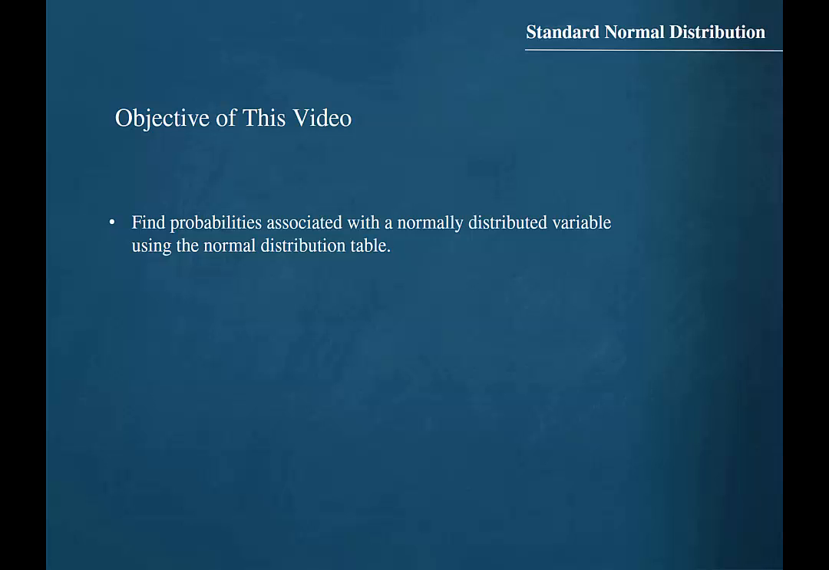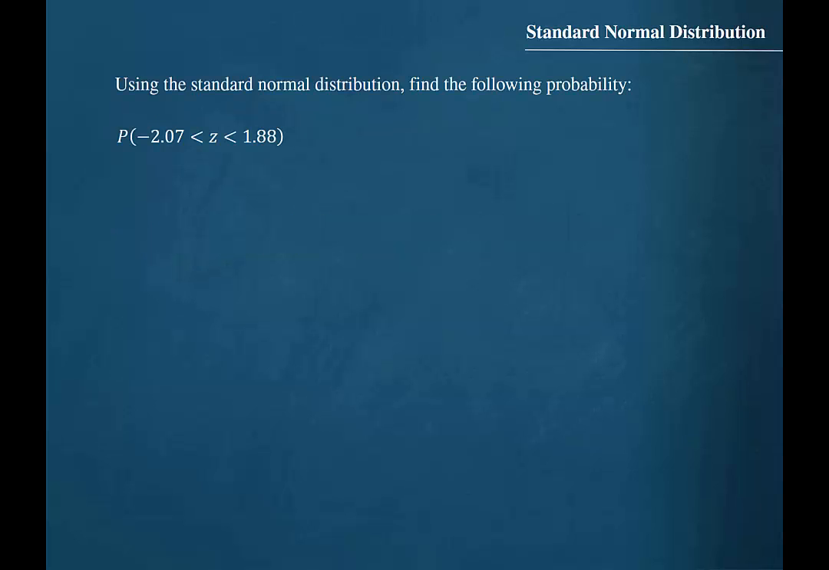The objective for this video is to learn how to find probabilities associated with a normally distributed variable using the normal distribution table. Using the normal distribution table, find the probability that a randomly selected standardized value from a normally distributed variable is between -2.07 and 1.88.